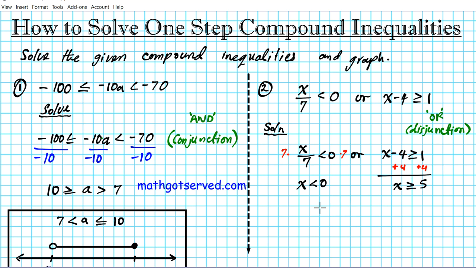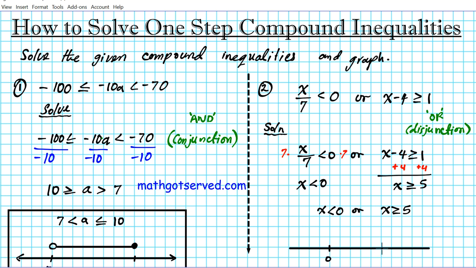Ladies and gentlemen, the solution to this inequality is x is less than 0, or x is greater than or equal to 5. Remember, the or inequalities are disjunctions, and they cannot be combined into one inequality. Let's go ahead and graph it, to give ourselves a graphical representation of what disjunctions look like.